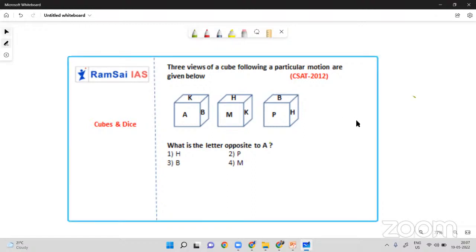Before going to solve this problem, I'll give you the introduction of cubes and dice. What is a cube and what is dice? So this is a cube. Everybody knows there are two different dimensions: 2D and 3D, double dimension and triple dimension. In 2D we have the x-axis and y-axis, but in 3D we have the z-axis as well. So a square is a two-dimensional object, but a cube is a three-dimensional object.